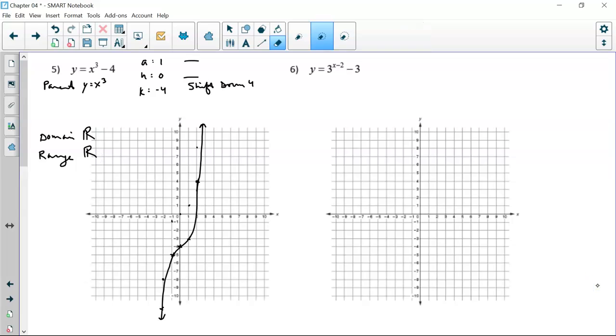Now for number 6, the parent function y equals 3 to the x. So negative 2, negative 1, 0, 1, and 2. Here are my anchor points. They're just the powers of 3. 3 to the negative second is 1/9. 3 to the negative first is 1/3. Then 1, 3, 9.